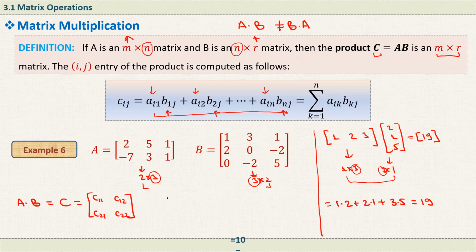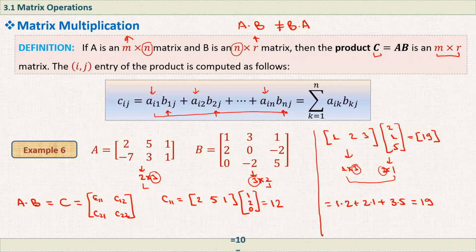Now, according to this definition, if you want to get C11, multiply the first row of A by the first column of B. The first row of A is 2, 5, 1, and the first column of B is 1, 2, 0. Now we know how to multiply a row matrix by a column matrix. 2 times 1 is 2, 5 times 2 is 10, 1 times 0 is 0. Here we have 2 plus 10, which is equal to 12.